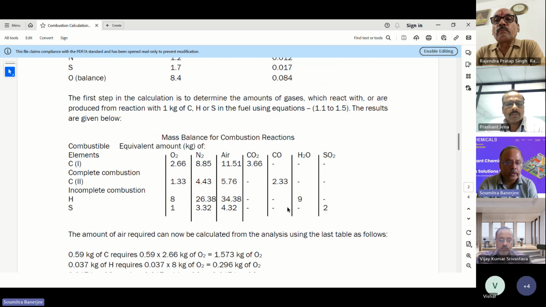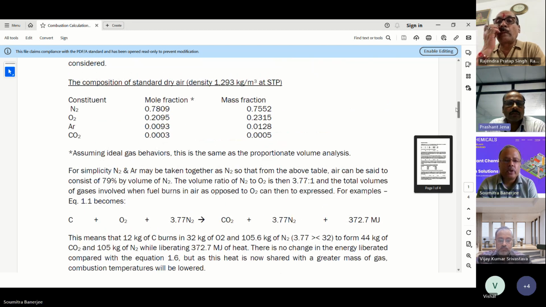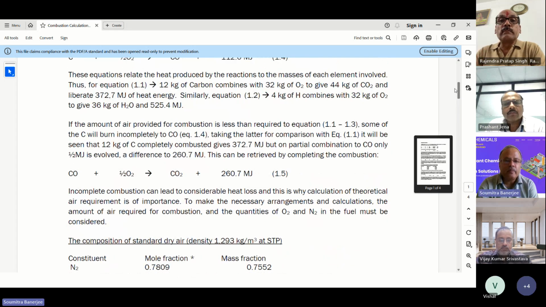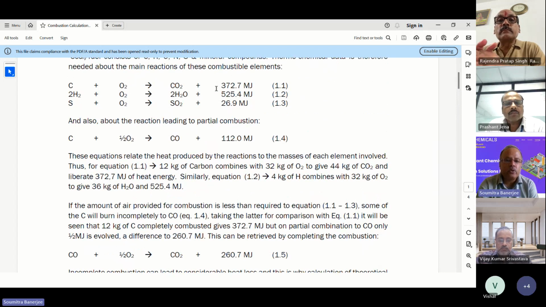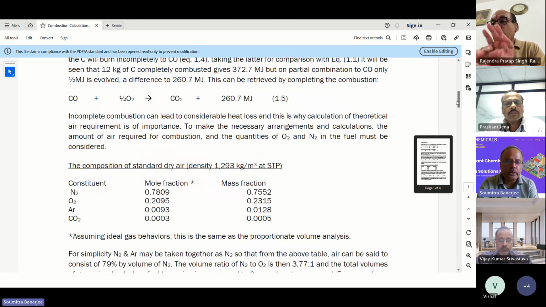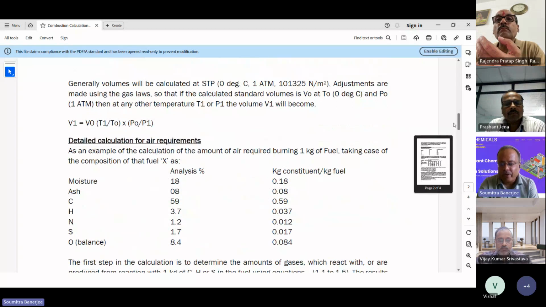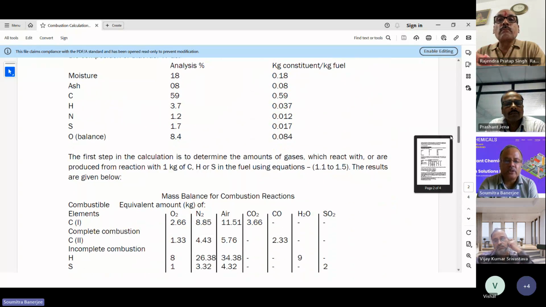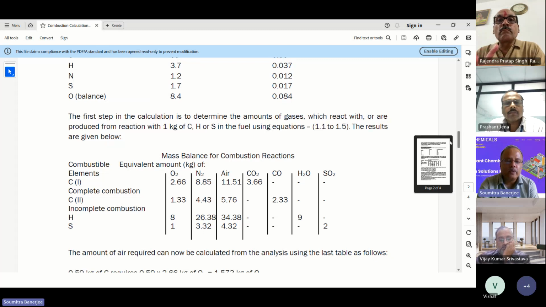Hydrogen, if 8 hydrogen is there as shown above, then it will take 26.38 nitrogen, and it will give you 34.38 air. So what is important in these slides, in this theory, is that your major energy comes out of carbon and hydrogen from the coal. When I go into the Excel sheet, you will see how many kilocalories. If you have some data, we can change that and find out how much it goes.